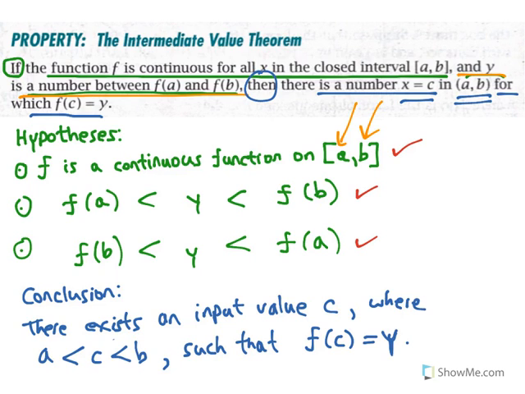So again, the conclusion would be that there exists an input value c, where c is between a and b, such that the function f evaluated at c will be equal to y, and this y is the same y that was mentioned in the hypotheses.